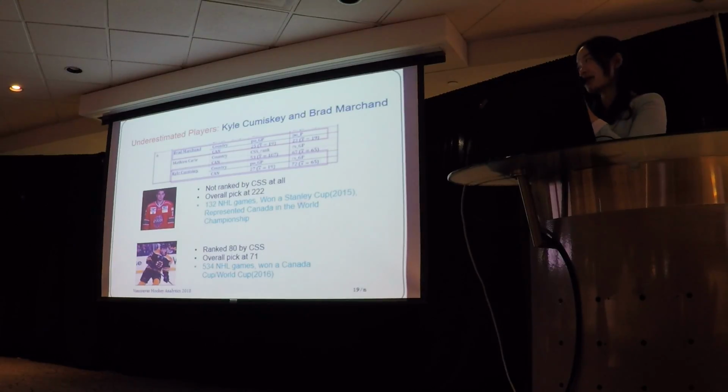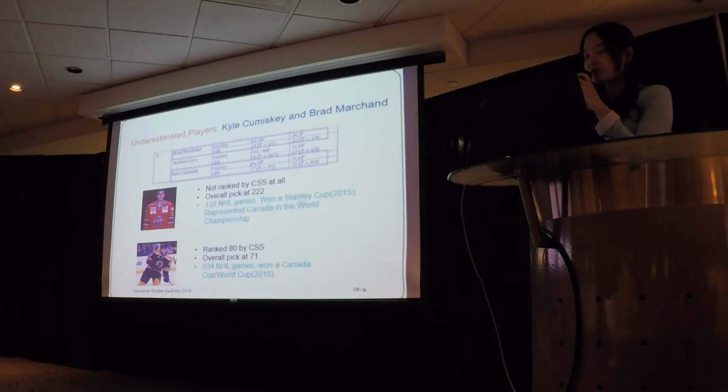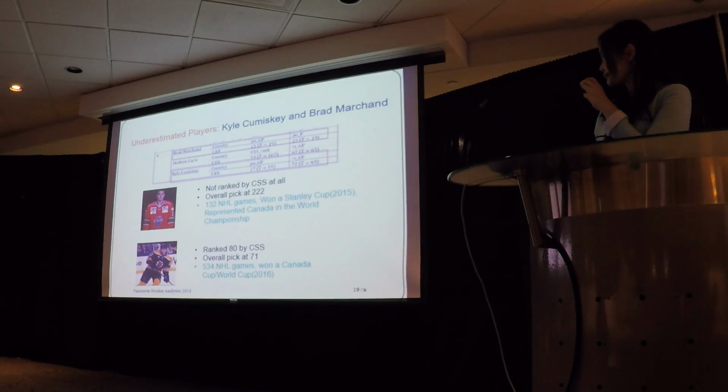Our methods also identify the truly underestimated players by the Central Scouting Service, Kyle Kaminsky and Brad Marchand. Kyle Kaminsky was not ranked by the Central Scouting Service at all in his draft year. However, he's ranked top 3 by our methods, and his strongest point is identified as the games played in the draft year. In the actual NHL world, he also did pretty well. He played more than 100 NHL games, and won a Stanley Cup in 2015.